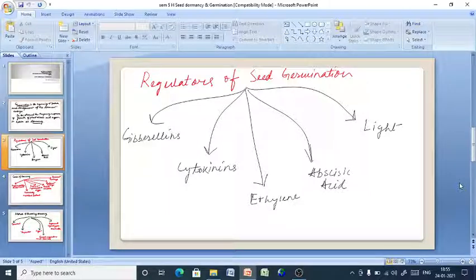Now ethylene, which helps in the ripening process, we all know. Ethylene promotes seed germination also. Ethylene is produced by germinating seeds, and it is related to the number of individual seeds germinating.